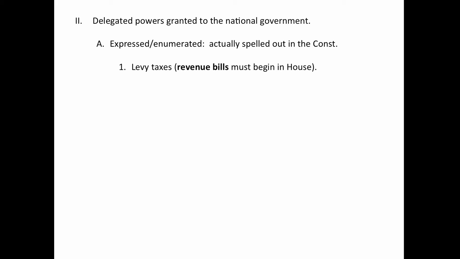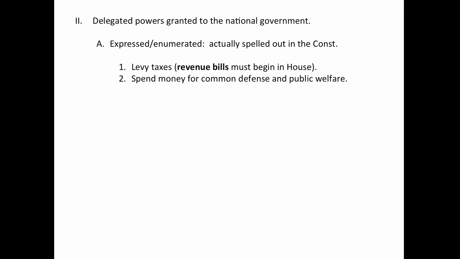Taxes and spending, that is their most important job. And just to review, revenue bills must begin in the House. I have also seen that on the test. Revenue bills must originate in the House. Do they always? Not really. However, technically, constitutionally, they are supposed to.